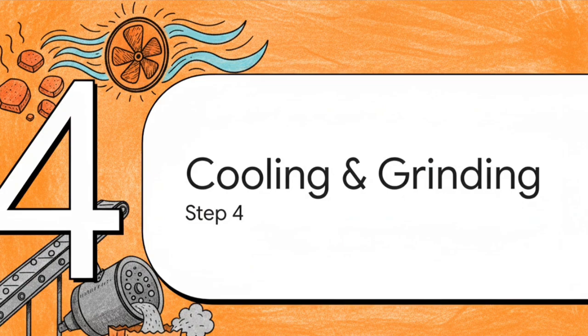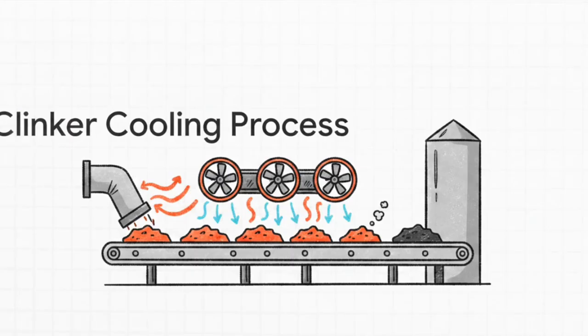All right, Section 4, Cooling and Final Grinding. So, after coming out of the kiln, that incredibly hot clinker moves directly into the clinker cooler. Here, it gets rapidly cooled down by an array of really powerful air fans.